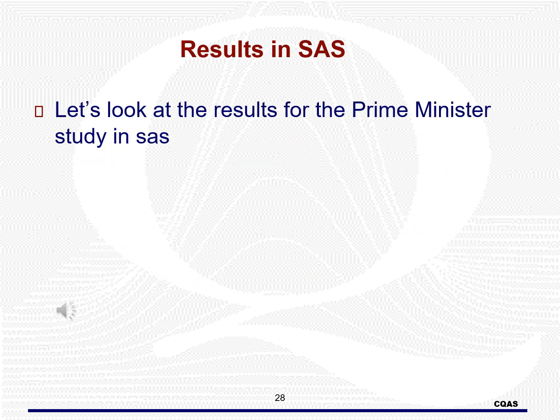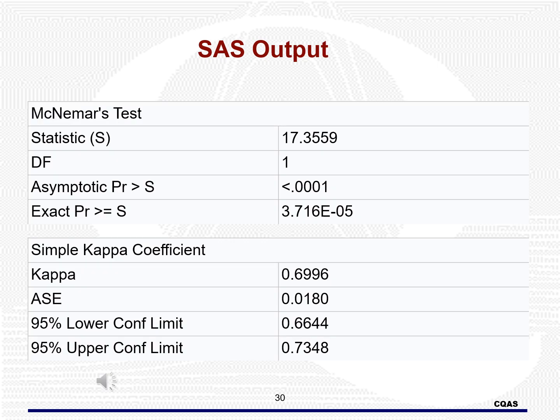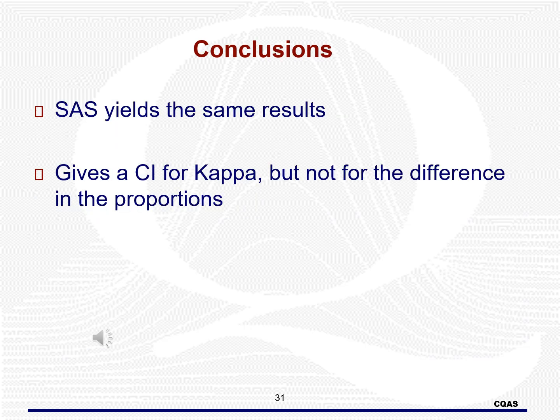Let's take a look at what SAS gives us. Here are the commands. Notice it is the same as what we do for the independent case, except we will put the agree option in the table statement and add an exact statement with mcnem. Let's look at the output. You can see within the output that we get a p-value for the McNemar test. Also, we get the value for kappa and a confidence interval. Based on the results, the p-value is significant. SAS yields the same results that we got by hand, and it outputs a CI for the kappa value but not for the difference in the proportions.